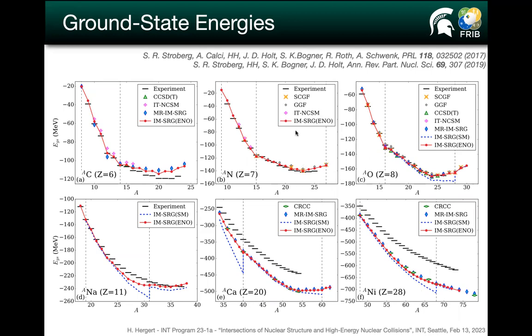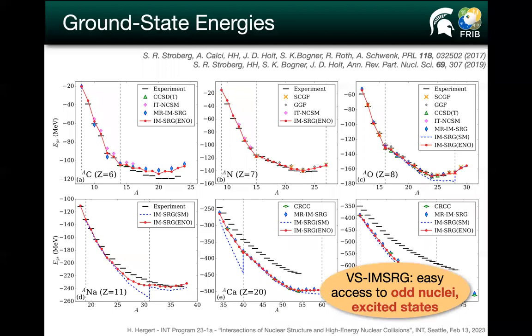You notice that the valence-space IMSRG, so the red symbols, are maybe the most frequent ones here, and that is because the valence-space IMSRG can easily access odd nuclei and excited states, which makes it pretty appealing for use, and it gives you access to the spectra and odd nuclei in a very, very easy way.